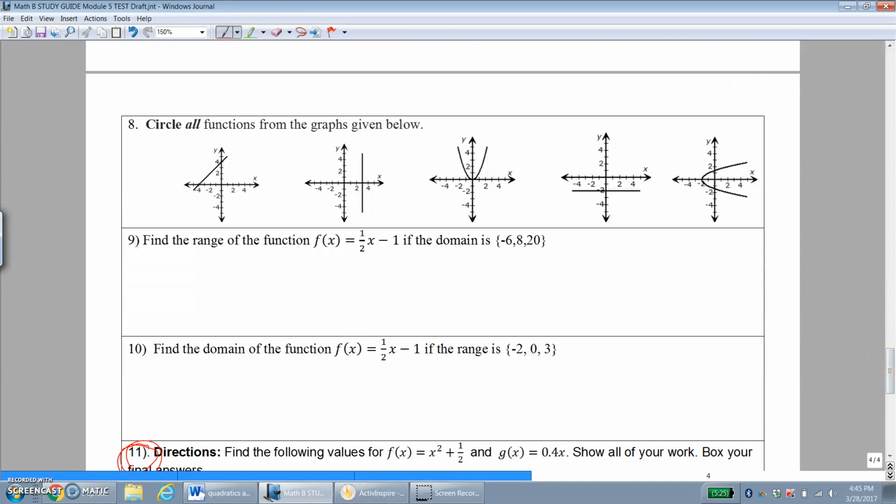Number 9 and 10. So what it says, find the range. I want you guys to remember that range is all possible, all possible. And when it's written like this, the function of x equals 1/2 x minus 1, basically saying y equals 1/2 x minus 1. And it says my domain is x values. They're -6, 8, and 20. So it wants you to come up with three separate equations with three separate answers.